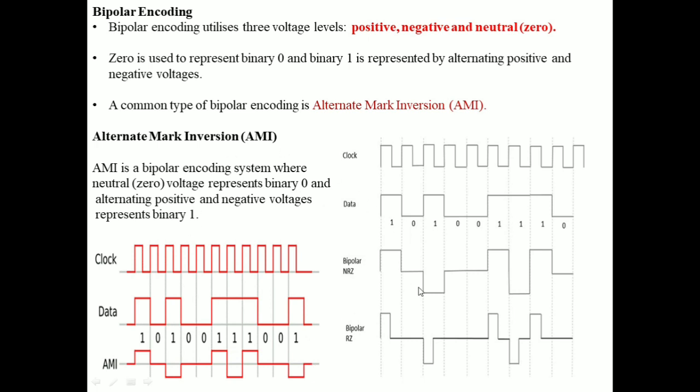And we also have 2 types of representations, bipolar non-return to 0 and bipolar return to 0. In the bipolar non-return to 0, 1 will be encoded with the positive voltage, 0 will be encoded with the 0 voltage, and the next 1 will be represented with the negative voltage, and 0 with 0, 0 with 0, and the next 1 is represented with the positive voltage because the previous one is represented with the negative voltage.